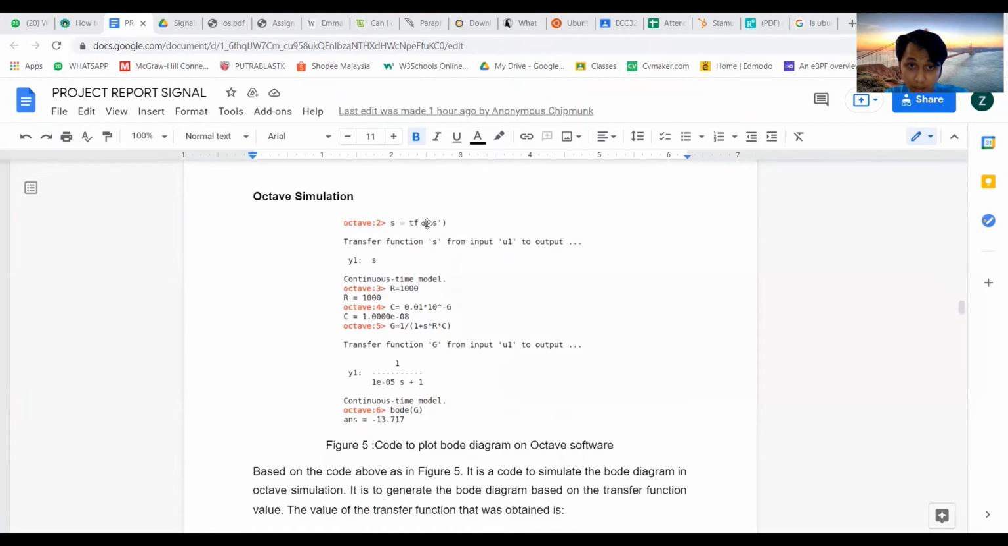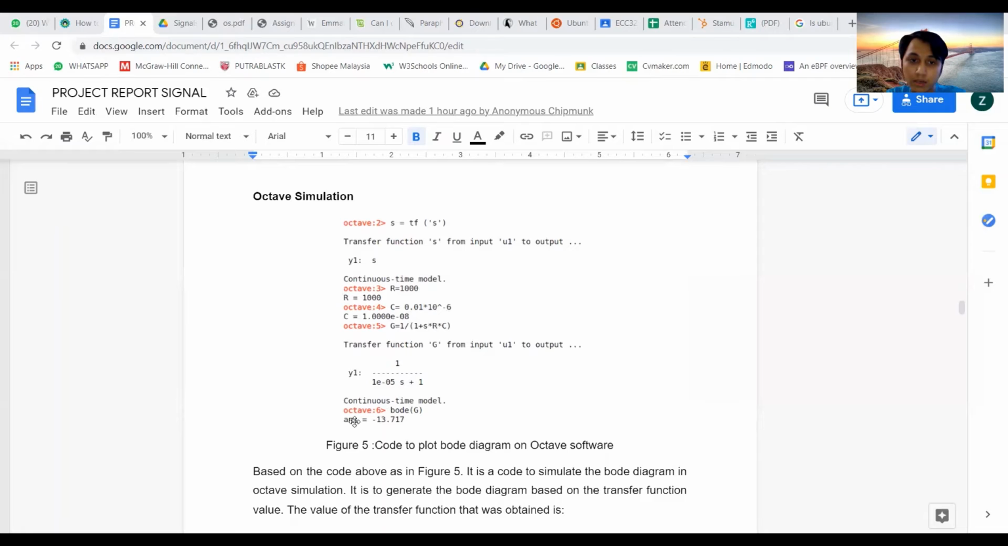As you can see here, this is the code to generate the transfer function, and then we include the value of resistor, which is 1000 ohm, and the value of capacitor, which is 0.01 microfarad. So this is the transfer function formula that we get from the calculation above.